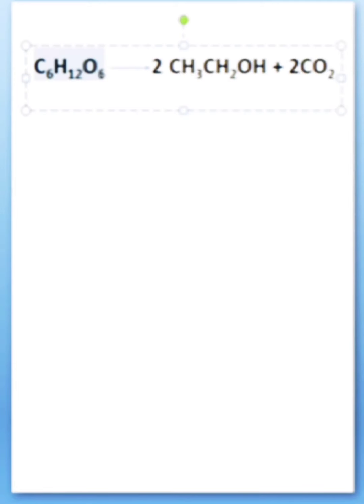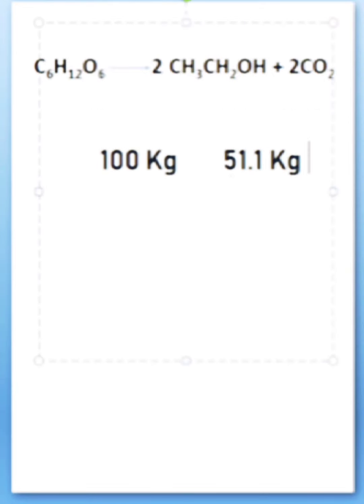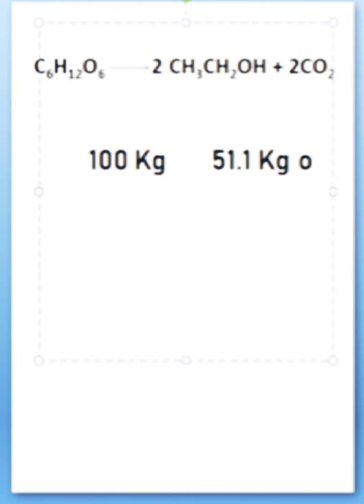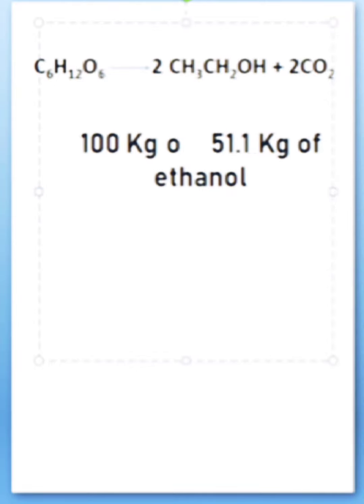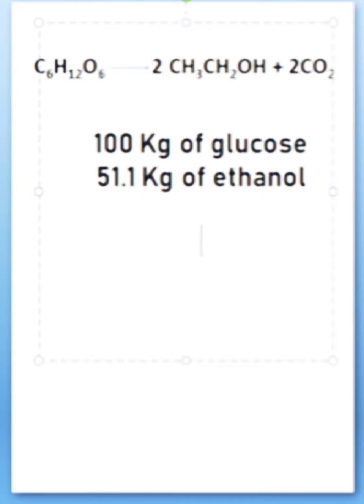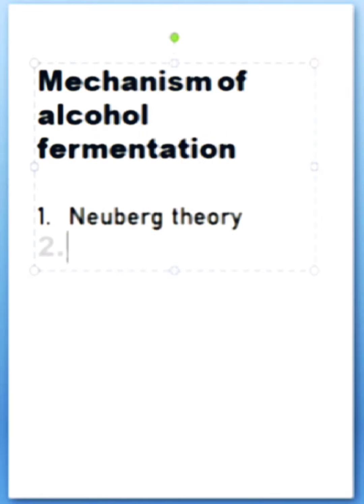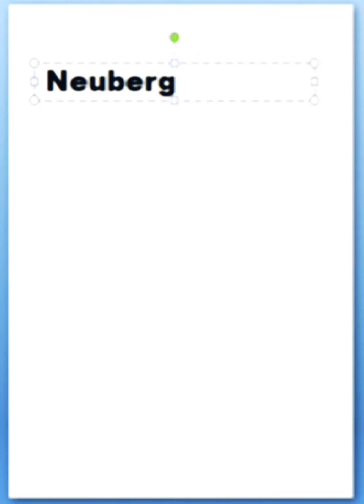It has been estimated that from 100 kilograms of glucose we can ideally get 51.1 kg of ethanol stoichiometrically. Alcohol fermentation or production can be done by two mechanisms. They are the Neuberg theory and the Embden-Meyerhof-Parnas pathway or EMP pathway.